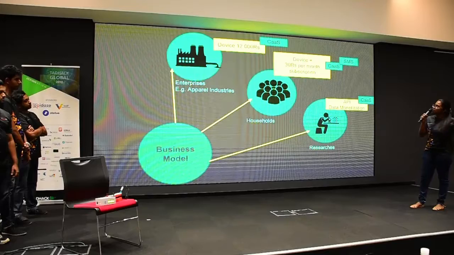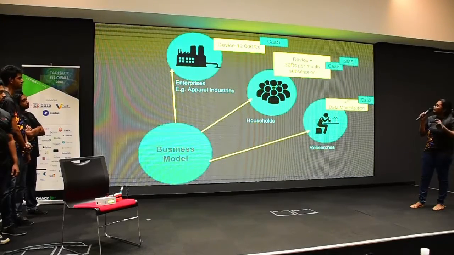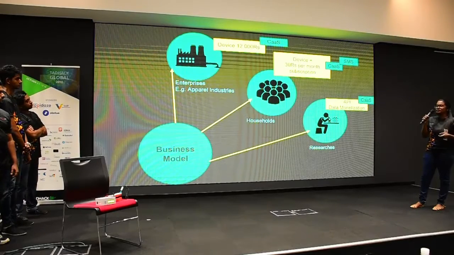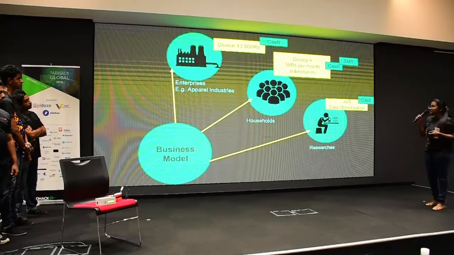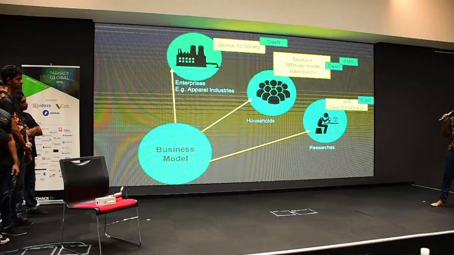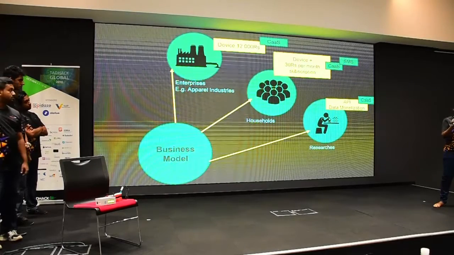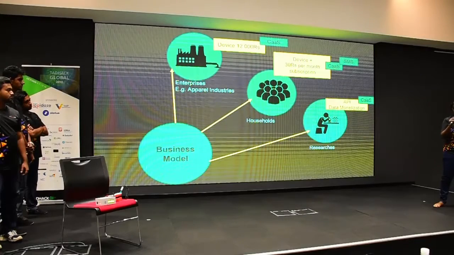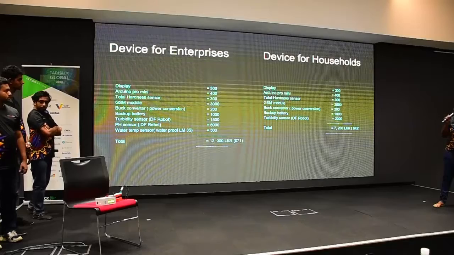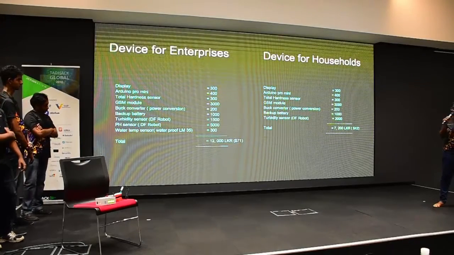So the device will be sold for 12,000 rupees, and then the device plus a 30 rupees a month subscription will be taken from the households, and the researchers will be given an API for their data. With time we will be improving the quality of our data because we will be establishing this device in a lot of areas, a lot of locations. So the data value will increase and we can establish data monetization.